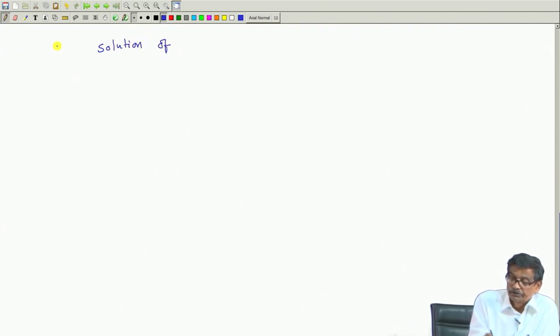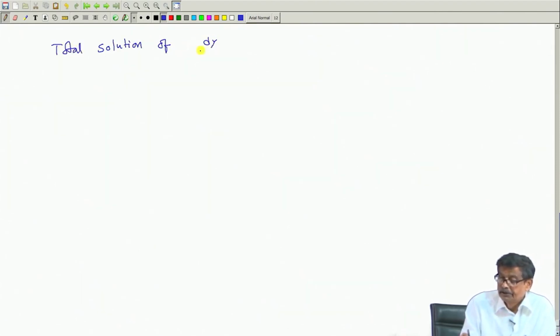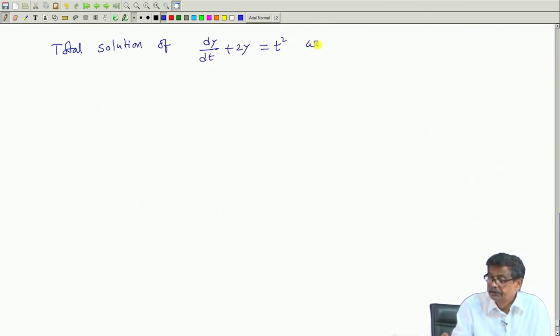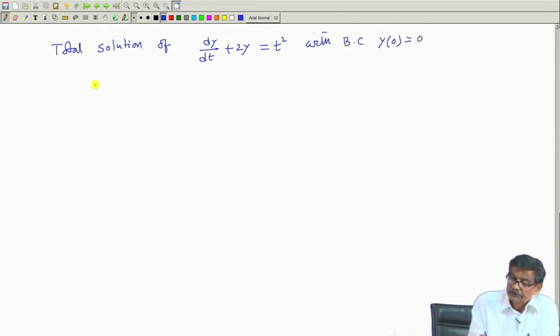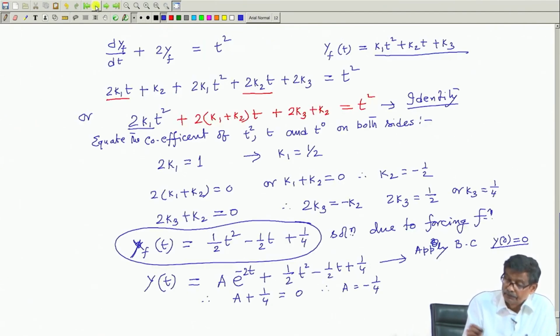And hence finally, I will say that the total solution of dy/dt + 2y = t square with boundary condition y(0) is equal to 0 is y(t), which is equal to, I have found out now, A is equal to minus 1 by 4.